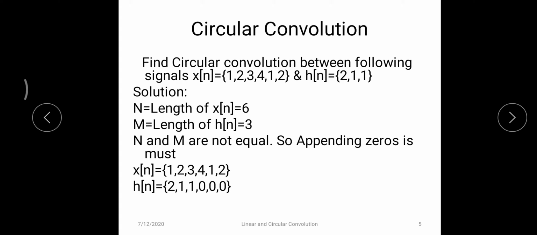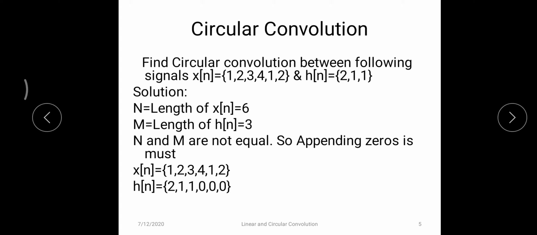But this is not the case in linear convolution. For linear convolution, the lengths need not be the same. Even if they are equal or not equal, that is not an issue for linear convolution. But in circular convolution, the lengths of x of n and h of n should be the same. Now coming to our problem, the lengths are 6 and 3, they are not equal, so we need to append zeros.